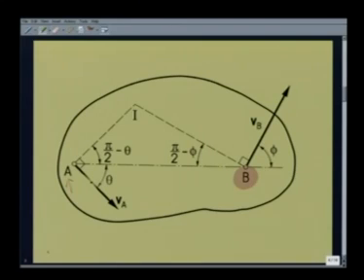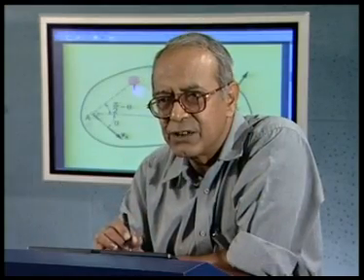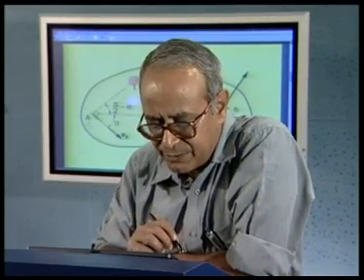Now, let me draw perpendiculars to these velocity vectors. At B, I draw the line BI, which is at 90 degrees to Vb. And at A, I draw a line AI, which is at 90 degrees to the velocity vector Va. These two perpendicular lines drawn at A and B meet at I. We will show that the velocity of this point I of the rigid body at this configuration must be 0, and that is what is called the instantaneous center of velocity for this configuration.